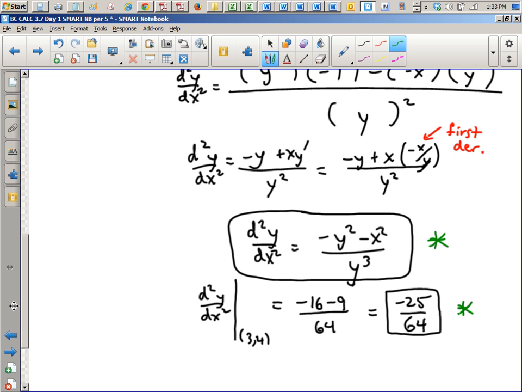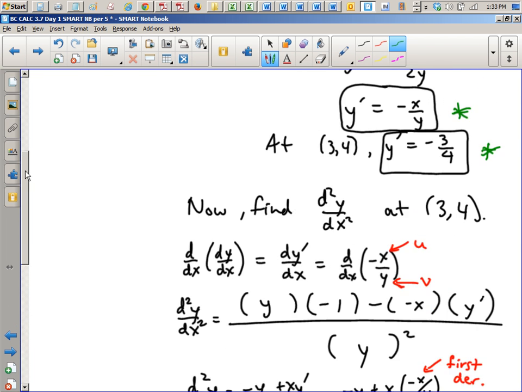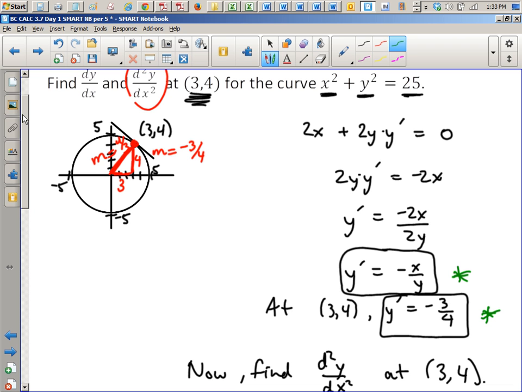Negative 25 over 64. What does that number even mean? That is the instantaneous rate at which this slope is changing in this vicinity of the circle. So that's a little hard to understand, but that is called the concavity of the curve there. So we'll talk more about that in chapter 4. But this is just a ton of substituting. It's kind of a hard example, isn't it?